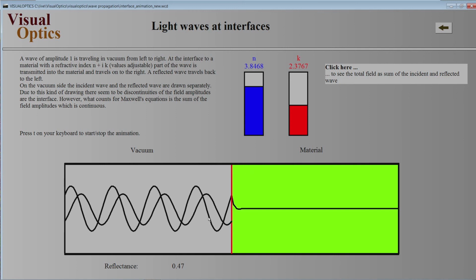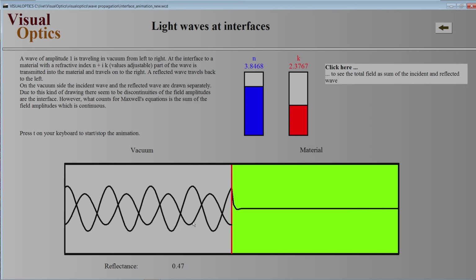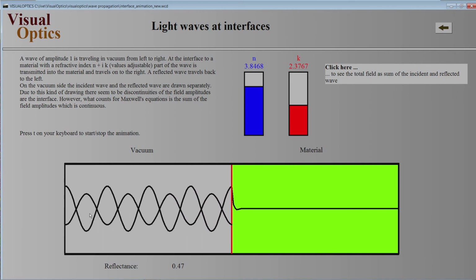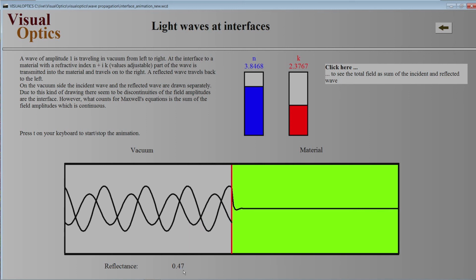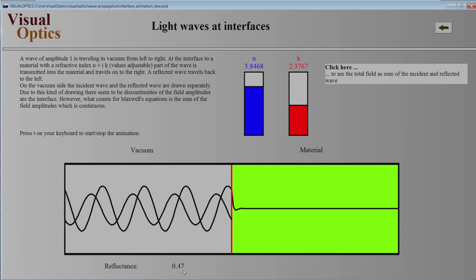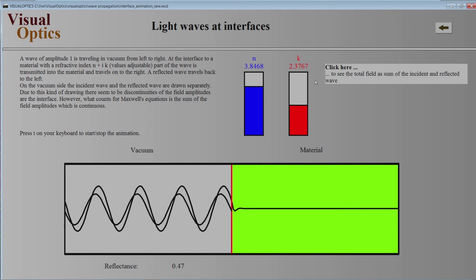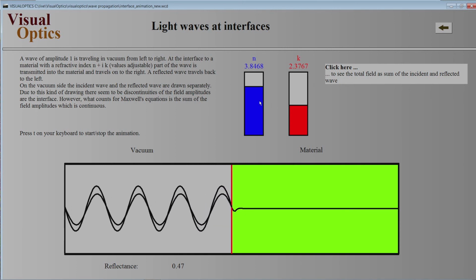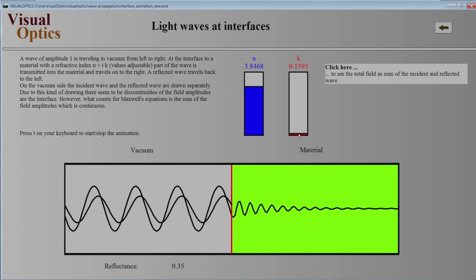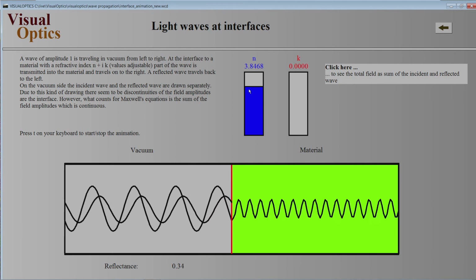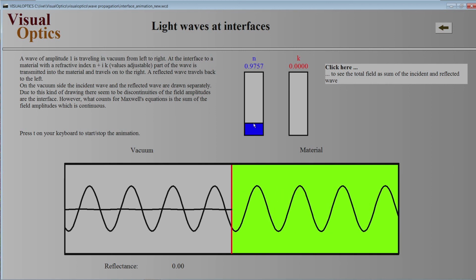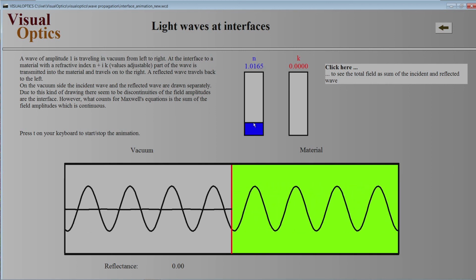What we see here as a number at the bottom is the intensity reflectance. That means the intensity of the reflected wave, not in percent, but scaled between 0 and 1. So this number 0.47 would mean 47%. So let's take a look at different values of N and K, like we have done in the discussion of optical constants. Let's first look at dielectric materials where K is 0. And let's start with N equal 1 or almost equal 1.